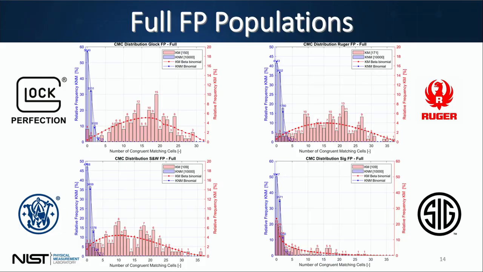We did the same thing for firing pins as well, for all of these firearms that we tested. You see kind of similar results, and SIG being the problem child again. SIG firing pins are extremely smooth, meaning we really can't pick any kind of details out of them. You can see a lot of that known matching comparisons score very low as well.